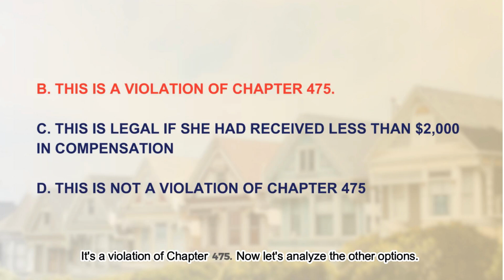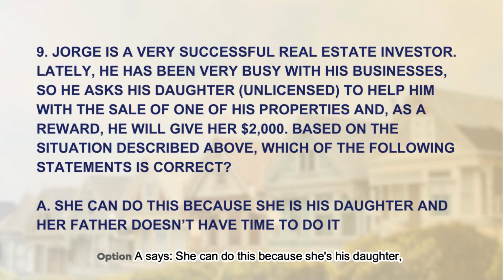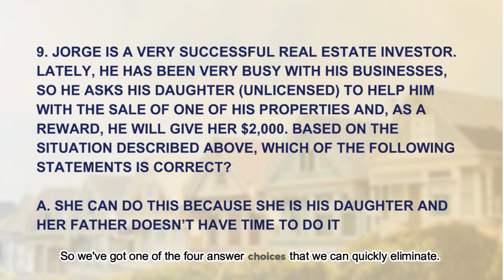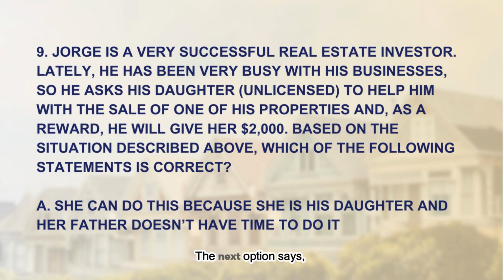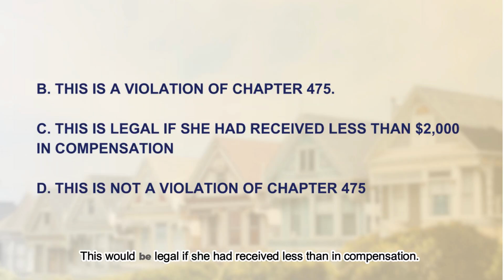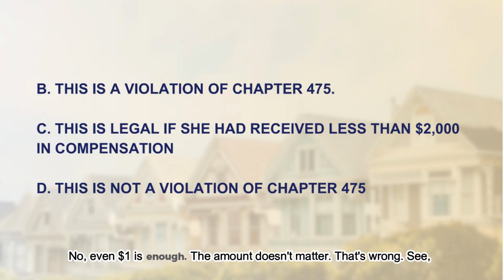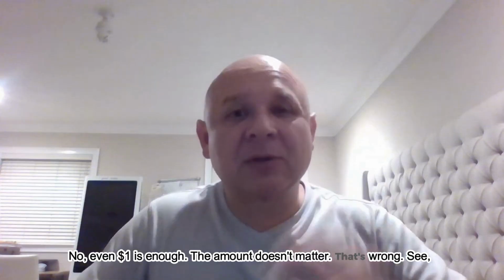It's a violation of Chapter 475. Now let's analyze the other options. Option A says, she can do this because she's his daughter and her father doesn't have time to do it himself. The law doesn't get into whether someone has time or not. That doesn't make sense. So we've got one of the four answer choices that we can quickly eliminate. The next option says, this would be legal if she had received less than $2,000 in compensation. No, even $1 is enough. The amount doesn't matter. That's wrong.